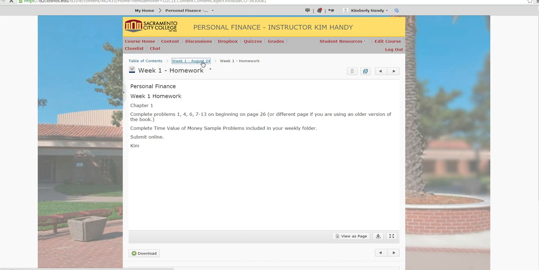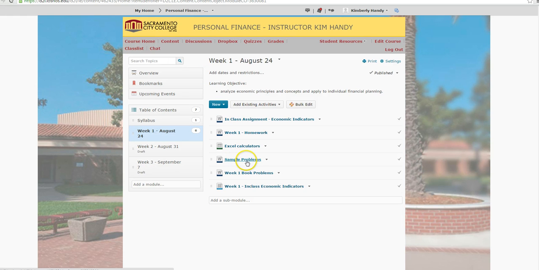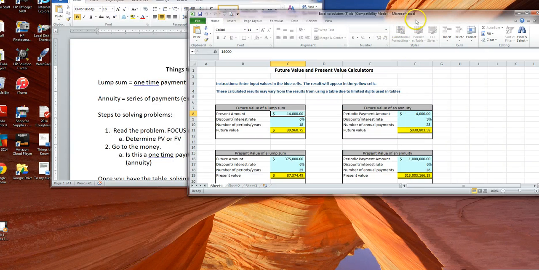I'm going to note in here that the sample problems are right here. But first of all, we're going to need a couple tools so I can show you how to do these. One is the Excel calculators located in your folder right here, and then a sample of notes, which I'll show you as I make this recording. So let's move on to the necessary documents. You'll note here I have the future value and present value calculators, and this is all related to time value of money.